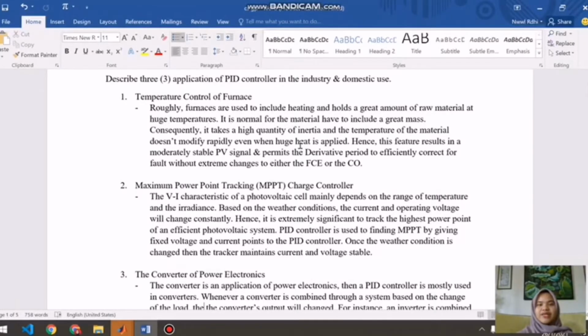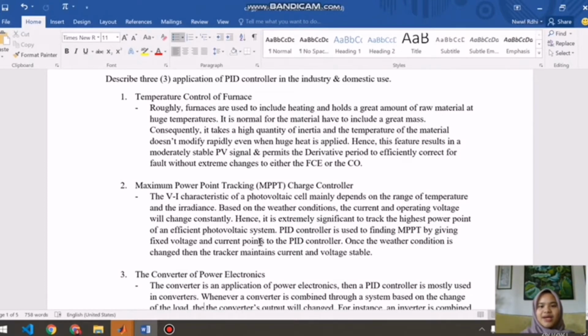Hi, my name is Nawal binti Muhammad Adi. Today I will be describing 3 applications of PID controller in industry and domestic use. The first one is that the PID controller is used in temperature control of a furnace, because the features of PID controller result in a moderately stable PV signal and permit the derivative period to efficiently correct the fault without extreme changes to either the FCE or the CO.